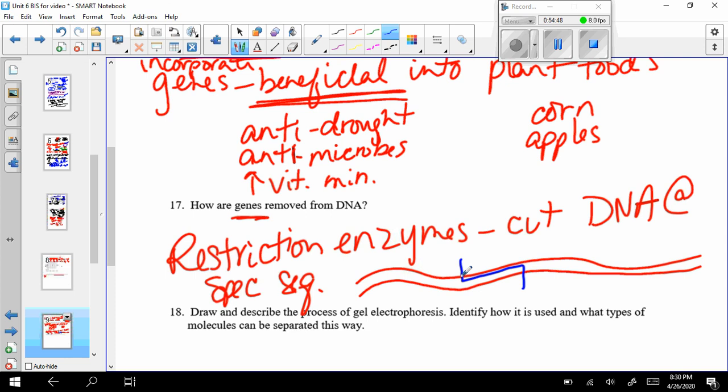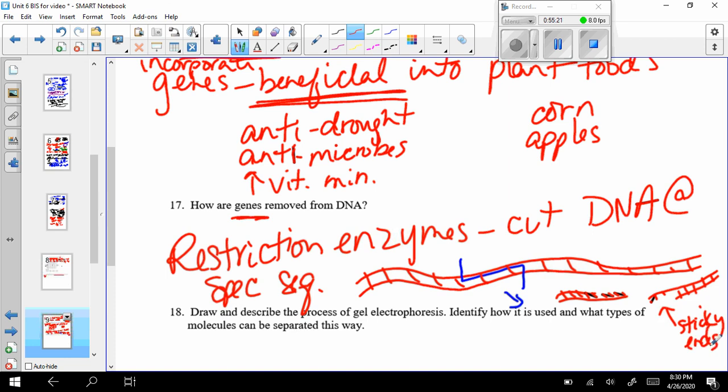And so what would result from this cut is I'm going to have two pieces. One is going to look like this. Together, together, together, open, open, open. This was all together originally. All right, my other piece, here it is. Together, together, together, open, open, open. These open parts are called sticky ends.